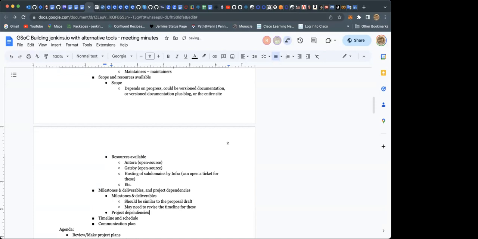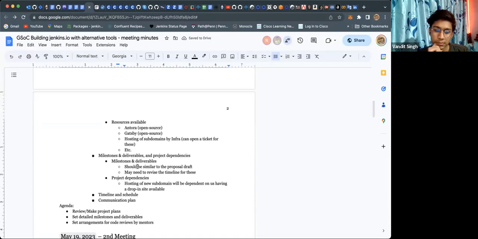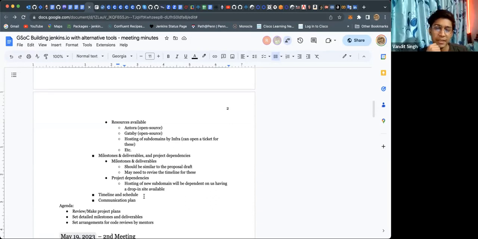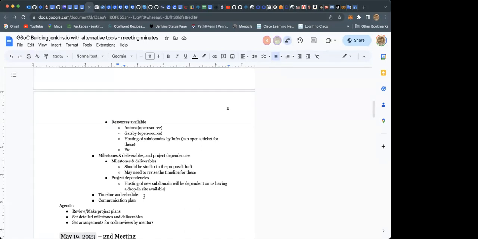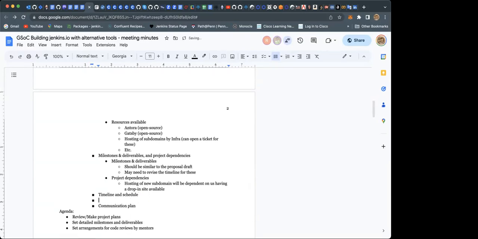Okay, next, project dependencies. I don't think there's much. I can't really think of one for now. Hosting of a new subdomain will be dependent on us having a drop-in site available. Okay, that's it. Anything else you guys can think of? I can't think of anything that will be a dependency right now, because it's more like a front-end project, not like a back-end project.